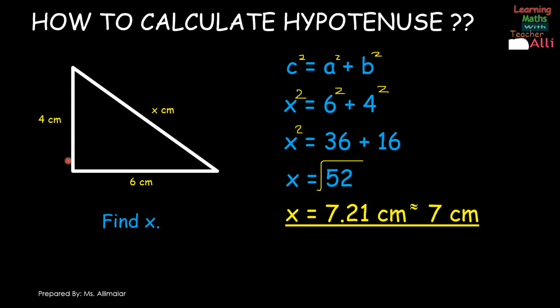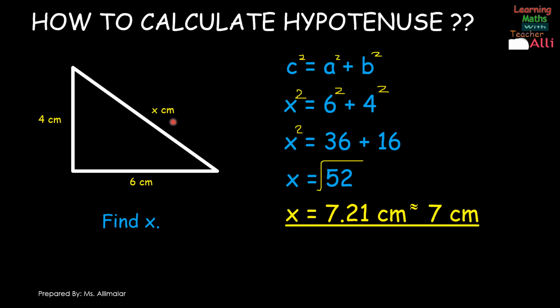This is the right angle. Now, they have already given you this line, which is 4 centimeter. This is opposite, right? This line is 6 centimeter. This line is adjacent. They have already given you opposite and adjacent. Now they want you to find c, which is the hypotenuse.